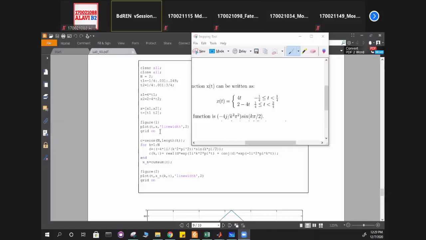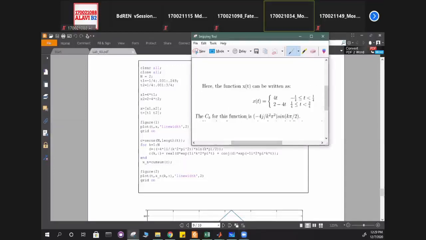Following this, we have taken another command, zeros(n, length(t)), which will be an array of zeros with the dimensions of n and the length of the total time. From the next statement, we have taken a loop, which will be from 1 to the ending value of n. In this loop, we will take two different commands, one of which is d, and this d equals the value of the function defined here, which is minus 4j into the ck.